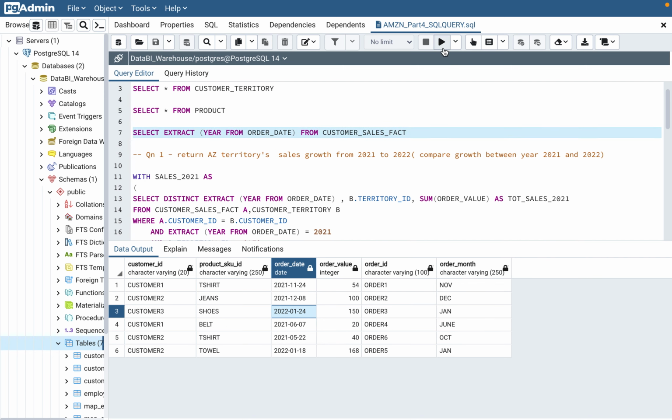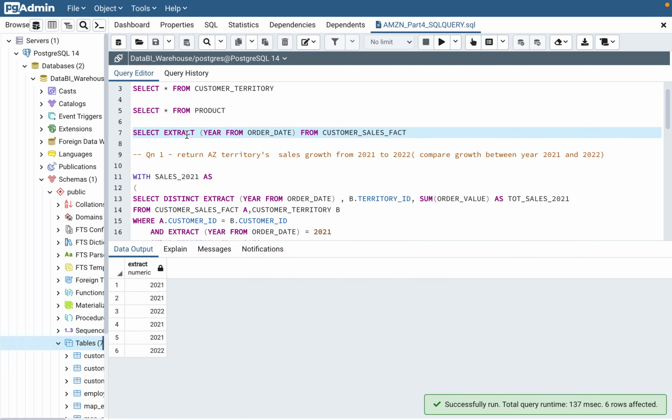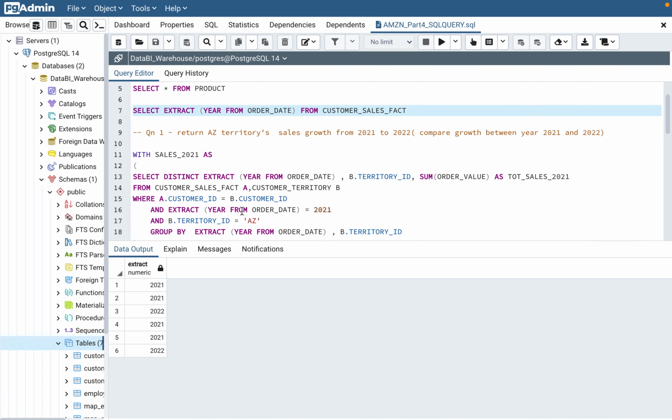There is a command called extract year in Postgres. I think in SQL Server it's pretty straightforward. When you say year of order date, it will just get you a year, but here it's like extract year from order date from this table. So if you see, there are 2 columns coming up: year of order date and then territory ID, right?